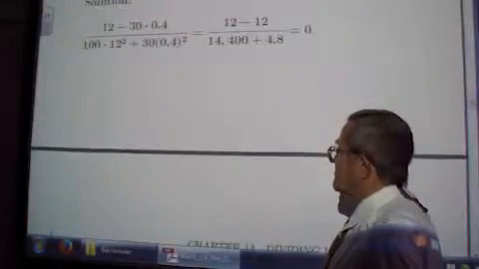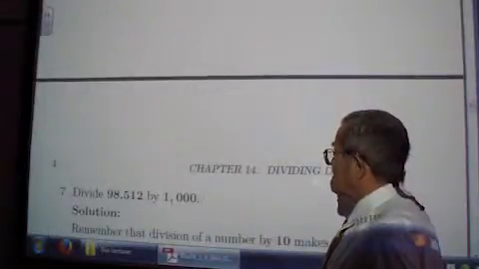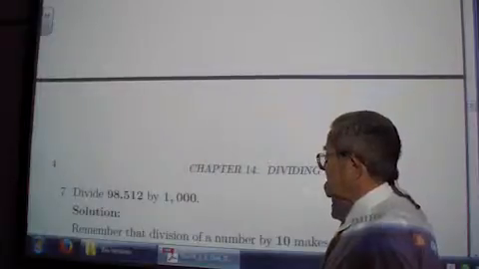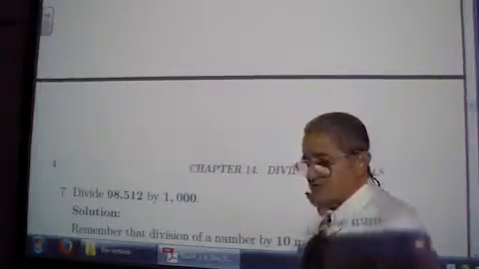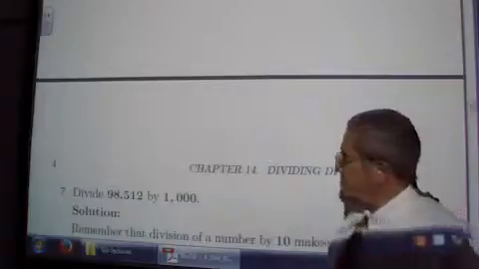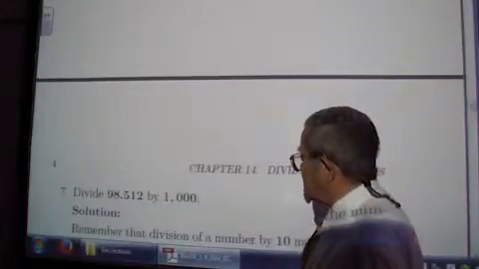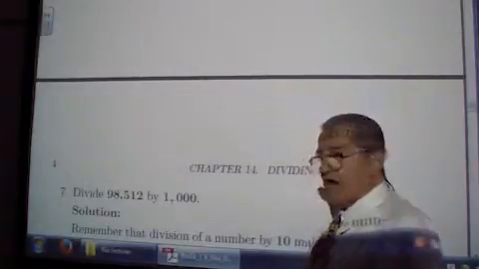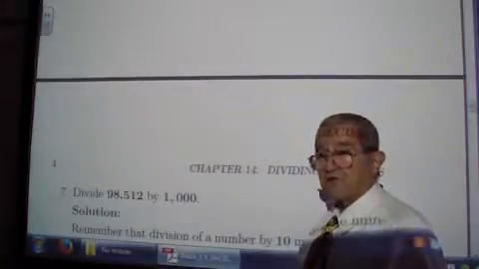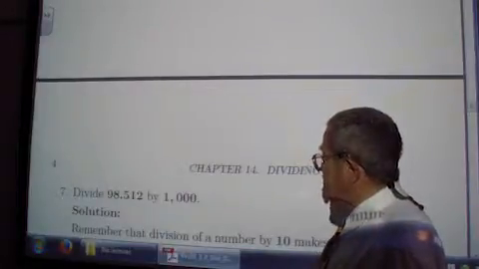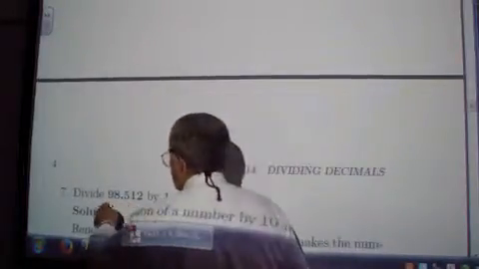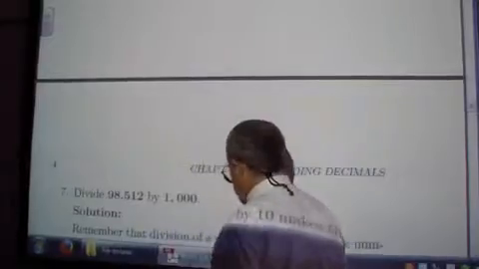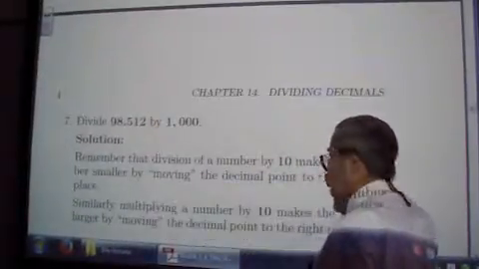Then, we have another division here. Division by 1,000 is easy. Whenever you divide by 1,000, it's like moving the decimal point 3 places, but to the right or the left. Division by 1,000 makes it smaller, so I guess to the left. 3 places to the left. 1, 2, and I need another 0 here, so 3 places to the left.